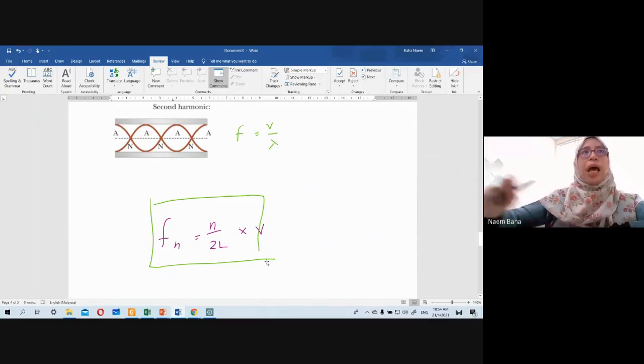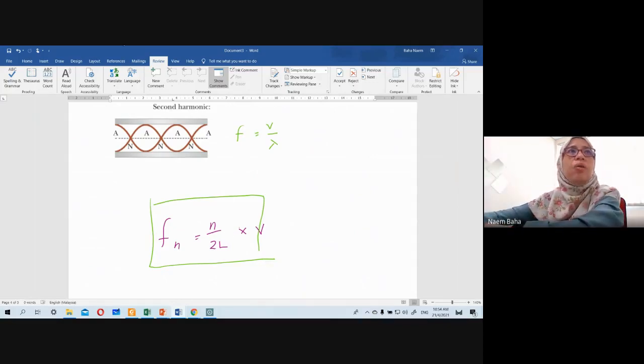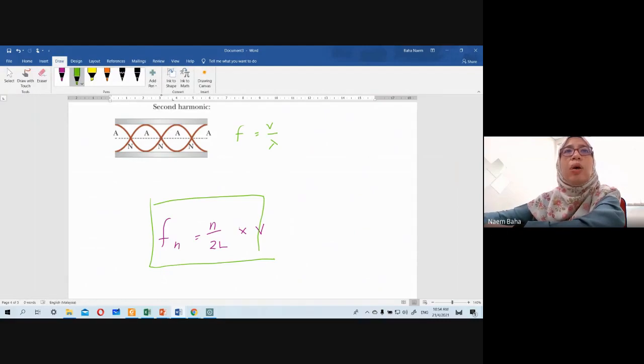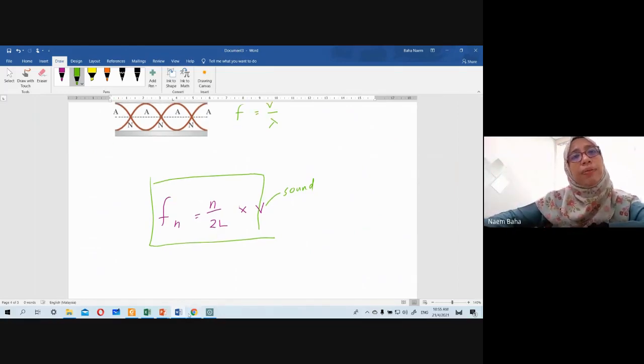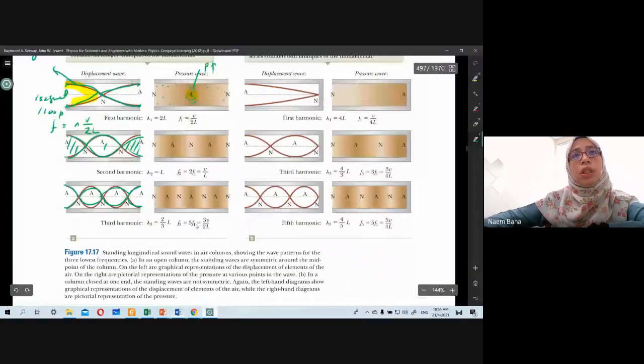Now, how about v? Since we are talking about sound, this v is actually the speed of sound. Speed of sound is 331 square root of 1 plus T divided by 273. Let's go over that later.